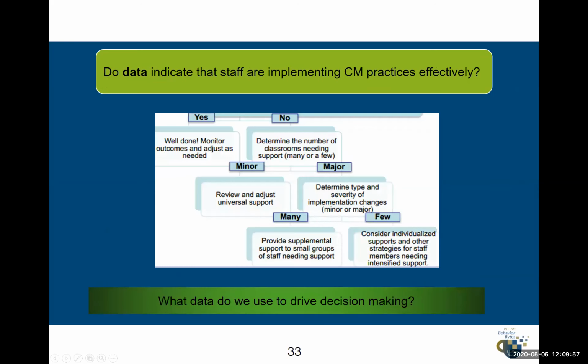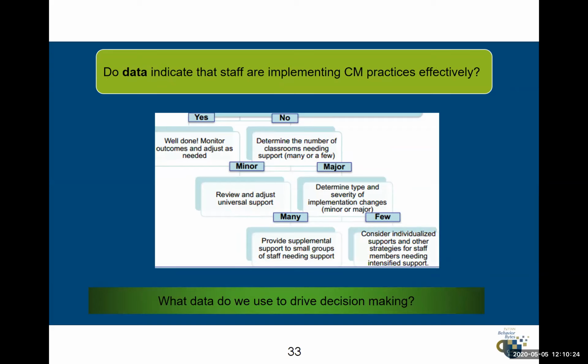I'm going to go on to the next slide. So, do data indicate that staff are implementing classroom management practices effectively? As principals are looking at the actual classroom management plans, as they're doing their walkthroughs, as they're looking at outcome indicators such as office discipline referrals, they can make decisions on the professional learning that might be needed within their building.